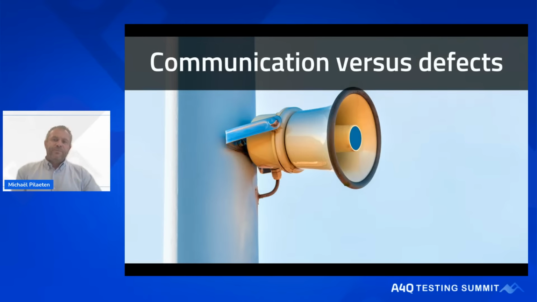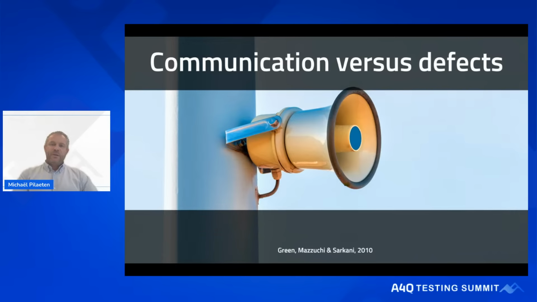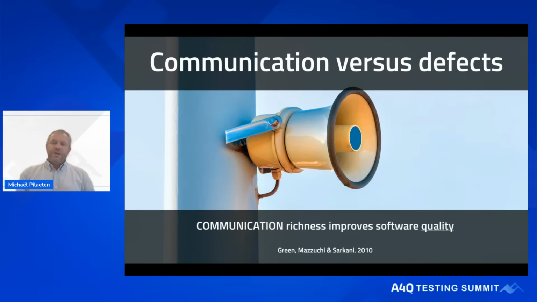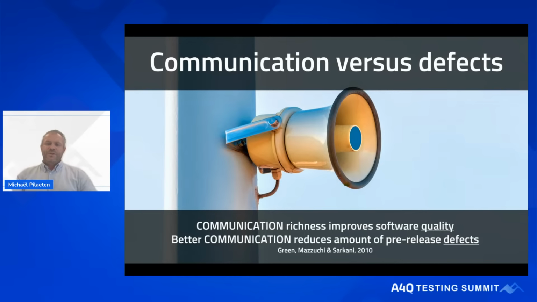The fourth study is from the International Journal of Computer and Information Engineering. And the study there says that communication richness, so having very good qualitative communication, directly affects your software quality. And in particular, your requirements understanding increases, you have less unclarity, you have less inconsistency, your coordination becomes better, you have fewer silos, you have increased understanding.